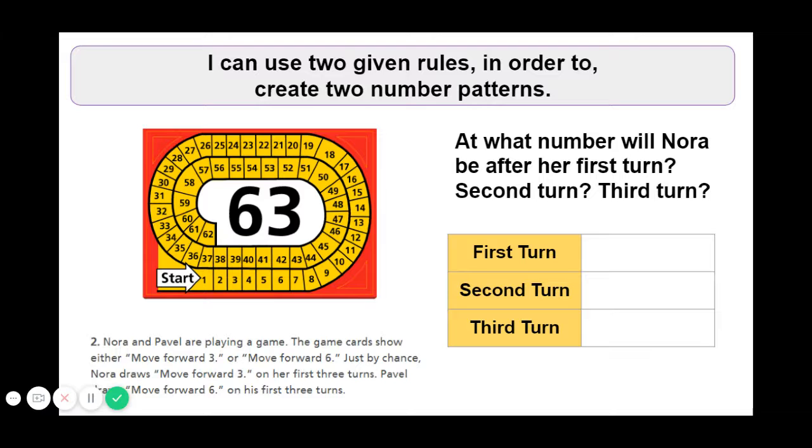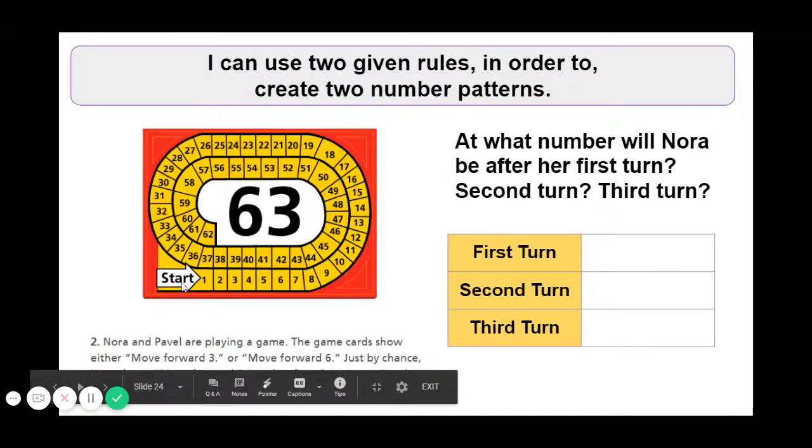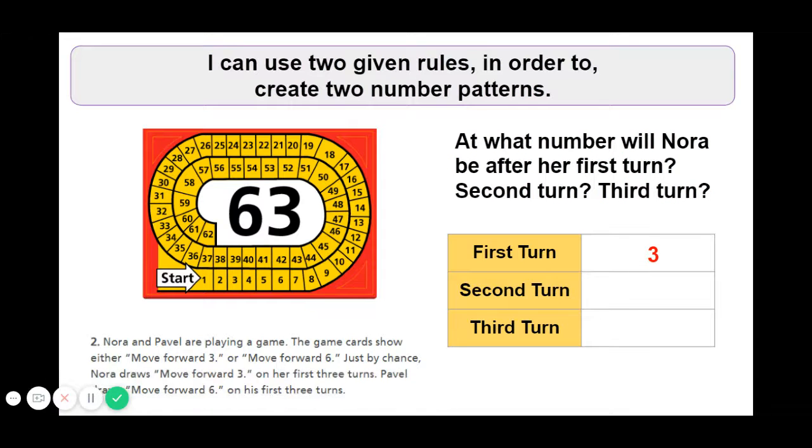Well, our problem says that Nora draws move forward 3 on her first 3 turns. So if she starts here at start, she's going to draw move forward 3, which means she's going to end up at 3. She draws move forward 3 again, so she goes to 6. And at her third turn, she draws move forward 3 again and gets to 9.